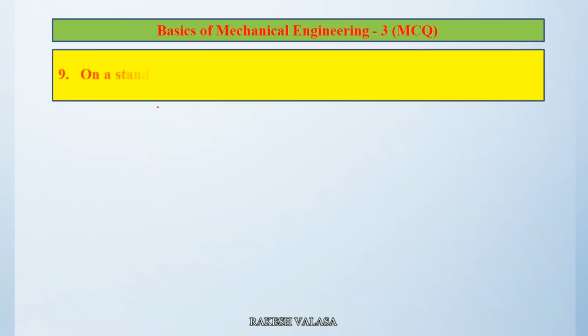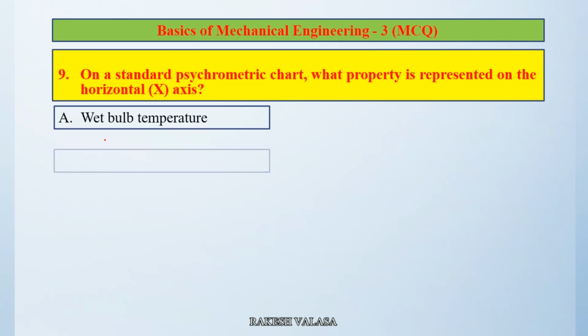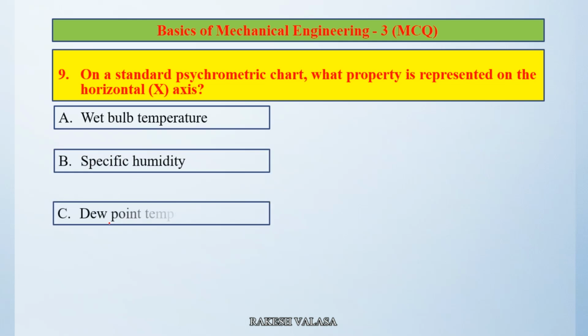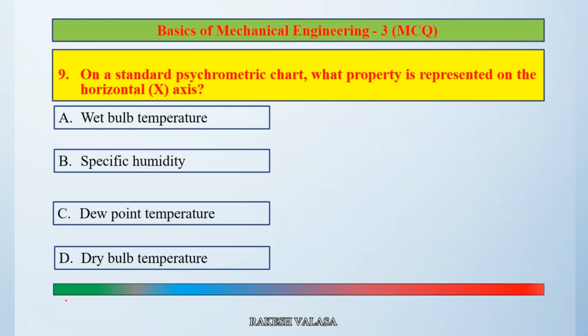Question number 9. On a standard psychrometric chart, what property is represented on the horizontal x-axis? Option A, wet bulb temperature. Option B, specific humidity. Option C, dew point temperature. Option D, dry bulb temperature. The correct answer is option D, dry bulb temperature.